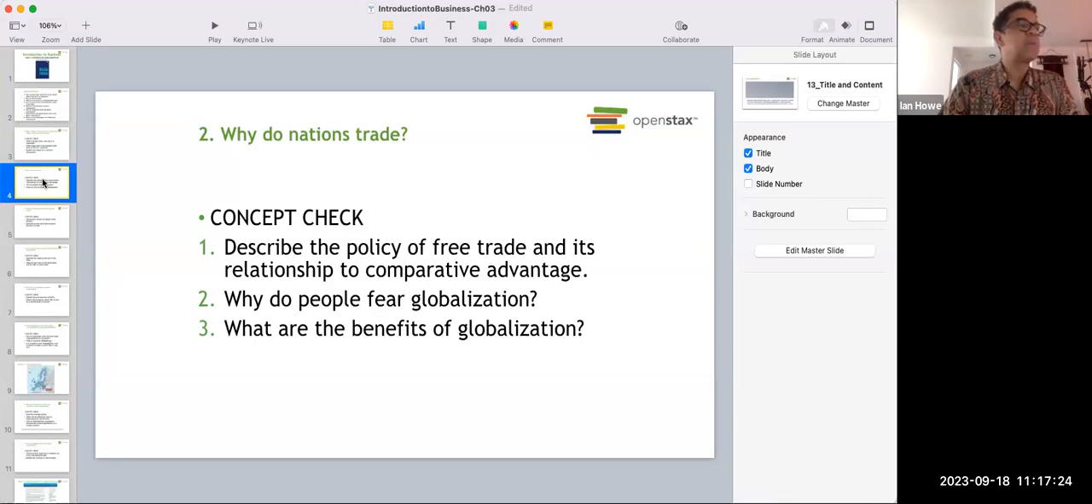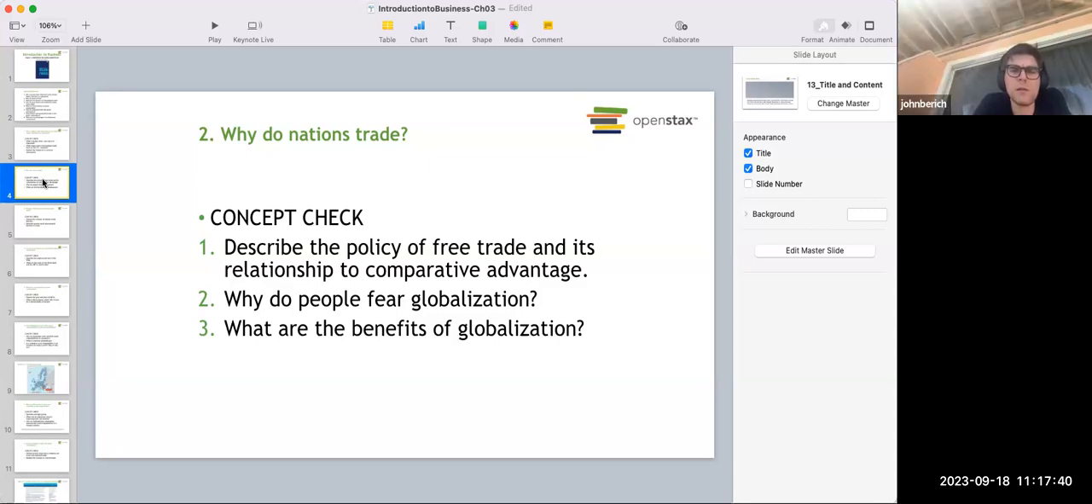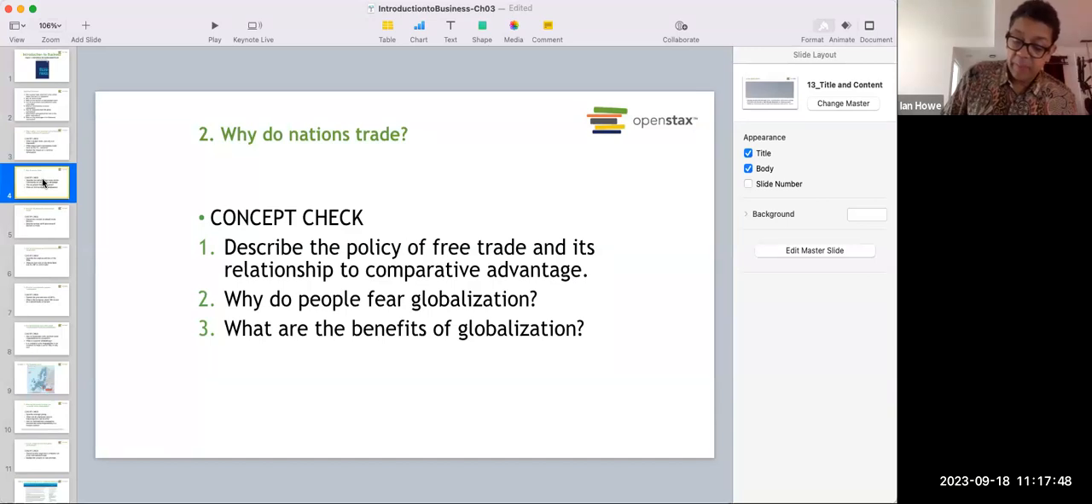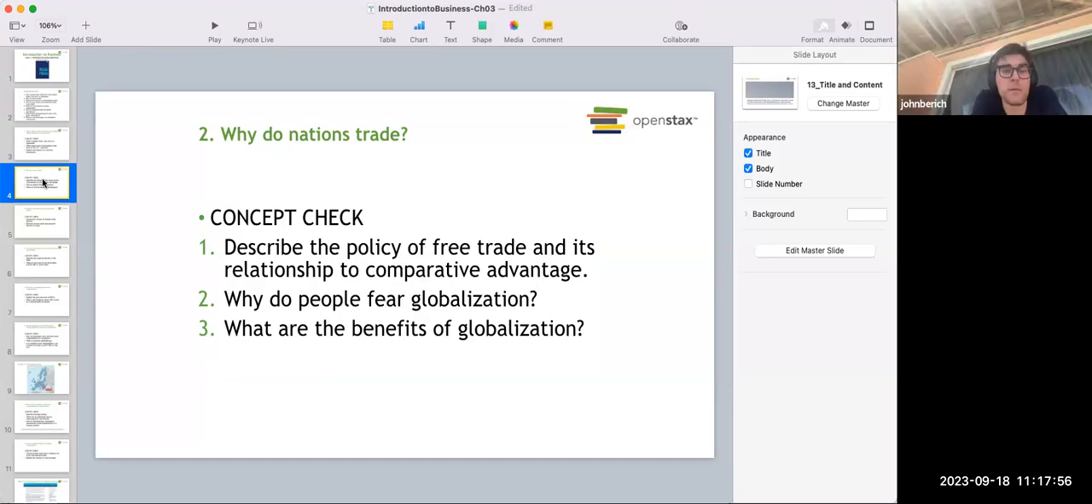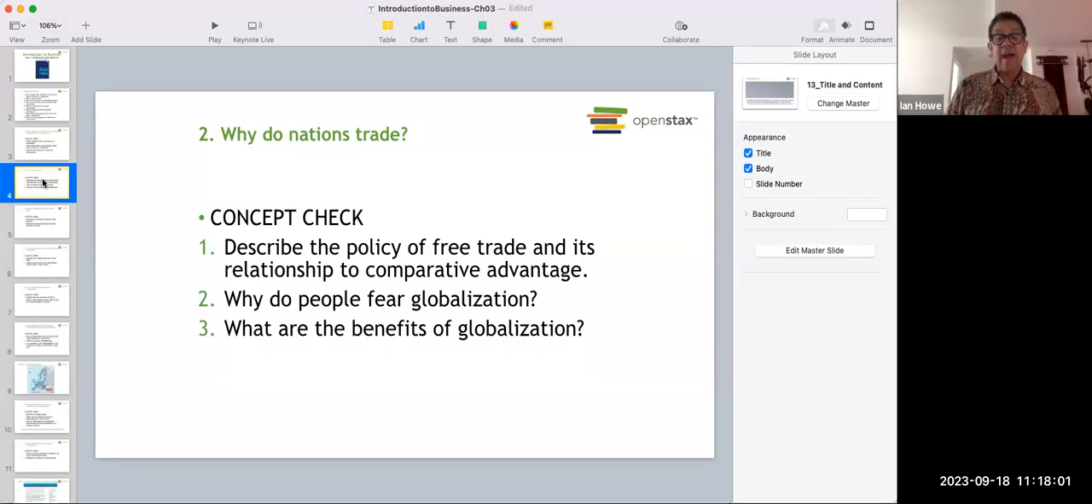Policy of free trade and relationship to comparative advantage. So first of all, can somebody tell me what absolute advantage is and comparative advantage? Absolute advantage in trade. They have the most of a product. Maybe not necessarily the most, but if you were in Saudi Arabia, you would have an absolute advantage in what? Oil. Right. So it's kind of like location, location, location. I have it and you don't.